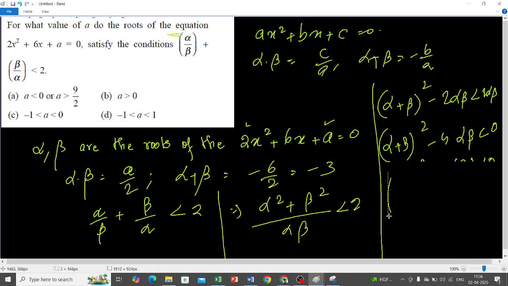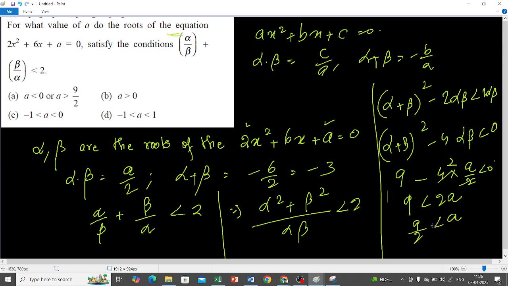We have the values of this. Nine minus 4 into a is greater than 9 by 2, that is this thing, and of course a is greater than 0. So a is greater than 9 by 2. Yeah, this is the only valid option that we are getting, because a is greater than 9 by 2. It is matching with option A.